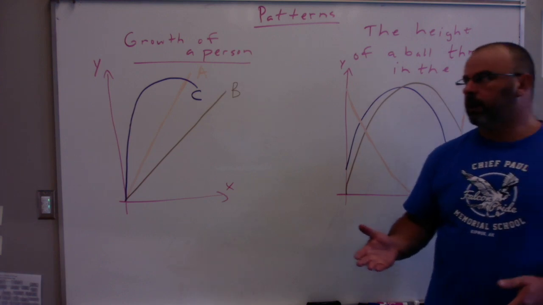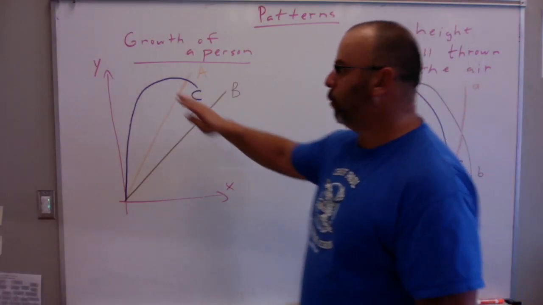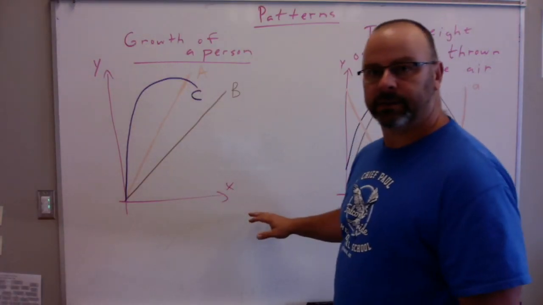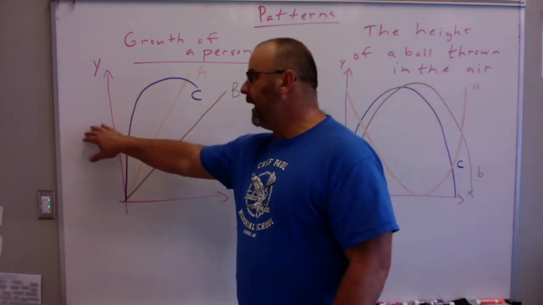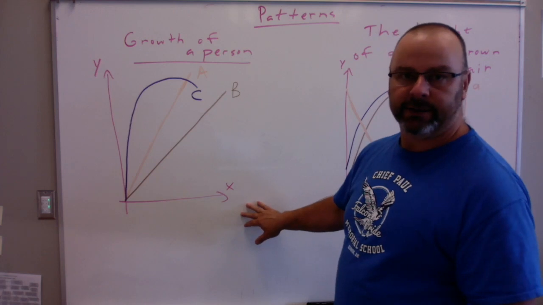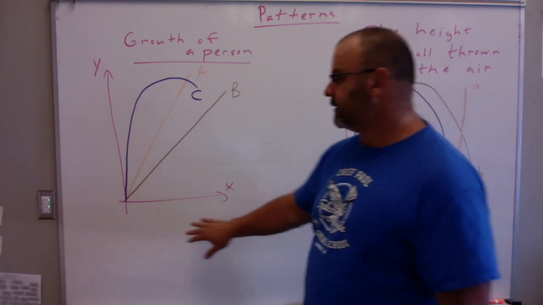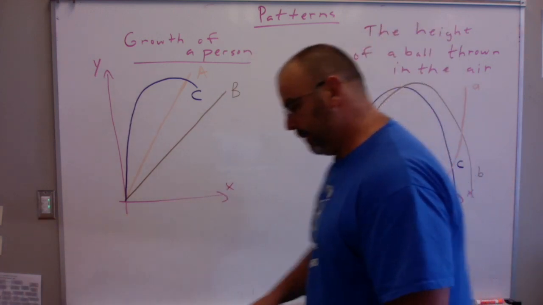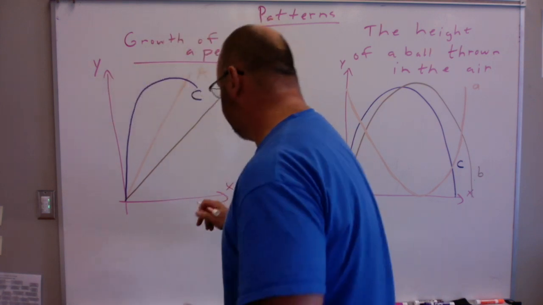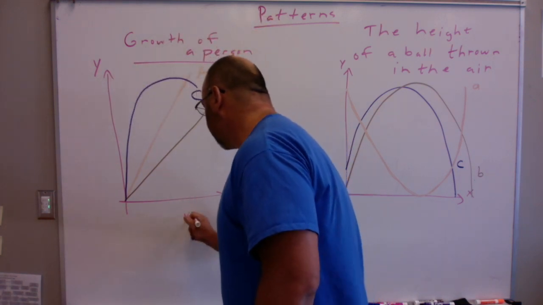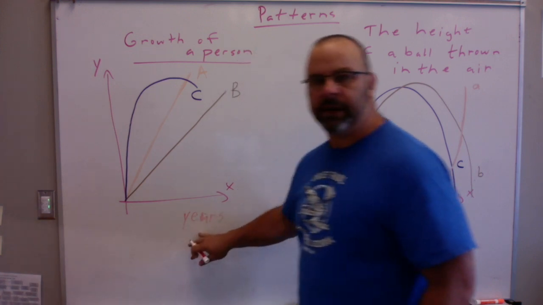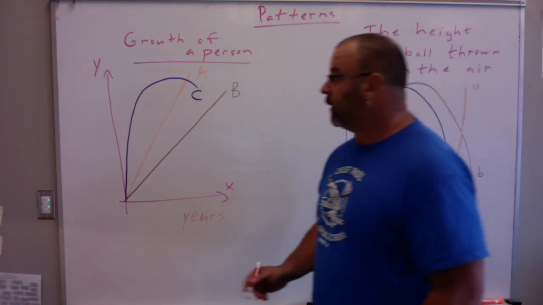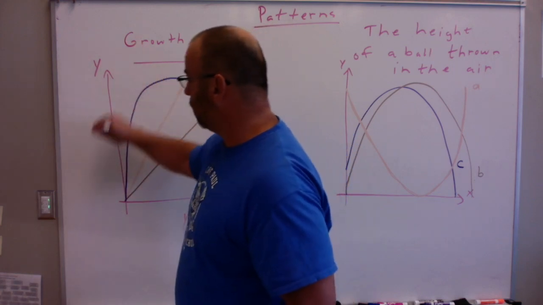So the first one I want to look at is, first of all, we have a y-axis and an x-axis, okay? The big thing that we need to know is that y is always dependent upon x. So in this case, x is the number of years, and we're going to write that down. This is the number of years a person lives, Y-E-A-R-S, number of years. Over here, this is the height of a person over time.